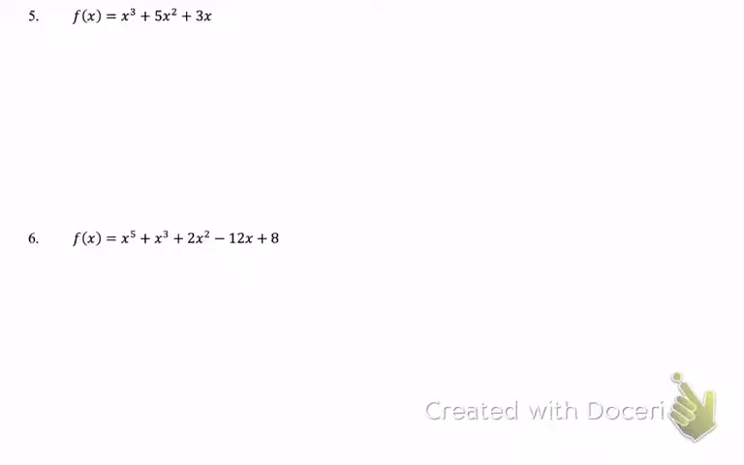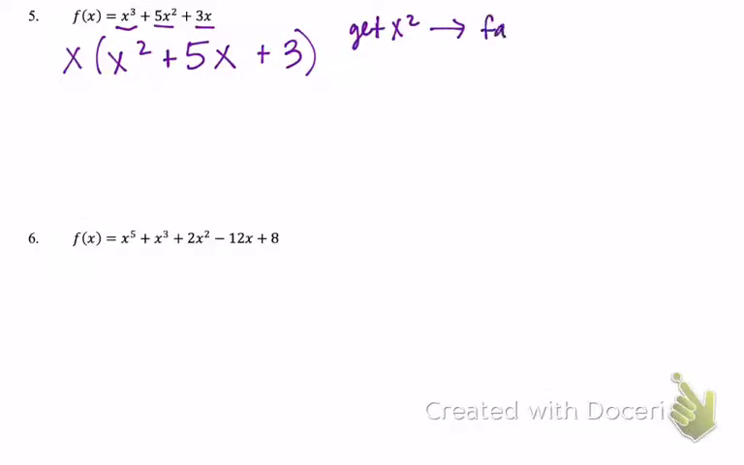For number 5, you can do 2 things. You can either graph it and then see that it has an x at 0, or you can also just know that each one of these 3 have an x in common. So if I pull out an x, then I'm left with x squared plus 5x plus 3. My whole goal in this is to try to get it down to an x squared, because once I get x squared, I can either factor or use the quadratic formula.